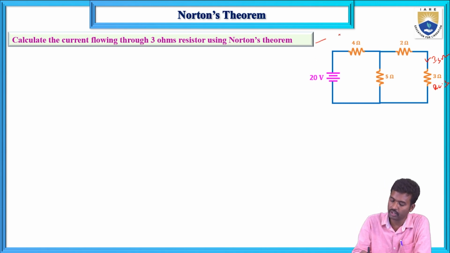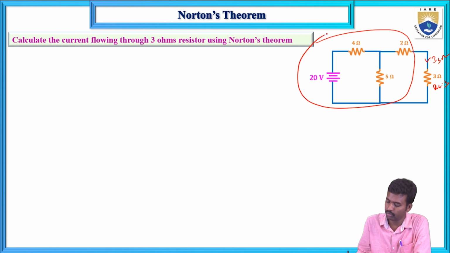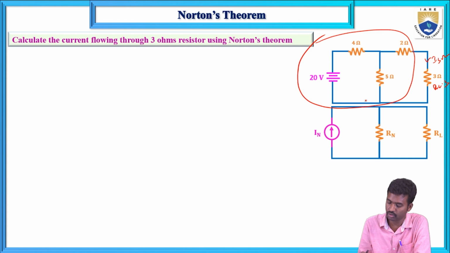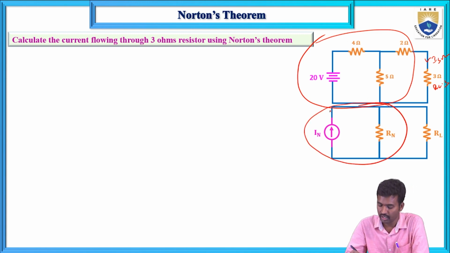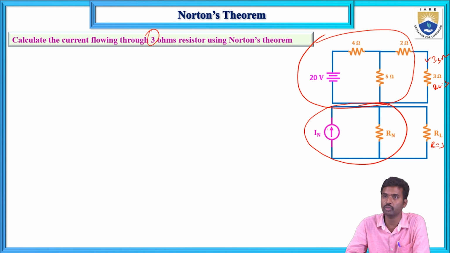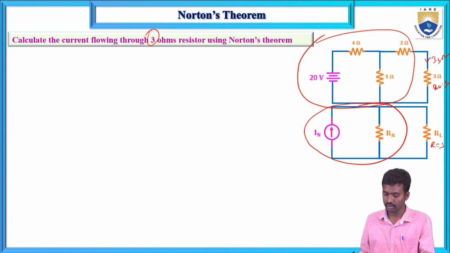Now, this circuit is replaced by a single equivalent circuit. That single equivalent circuit consists of a current source in parallel with a resistance. That current source is known as IN and that resistance is known as RN. Here RL equals 3, in which the current is to be calculated. First step, if you know the IN and RN, then you can calculate the current flowing through this 3 ohm resistor, the RL current.